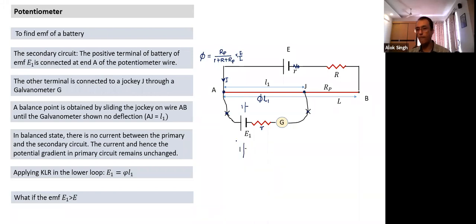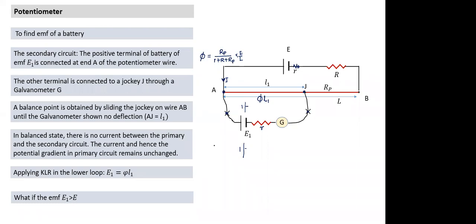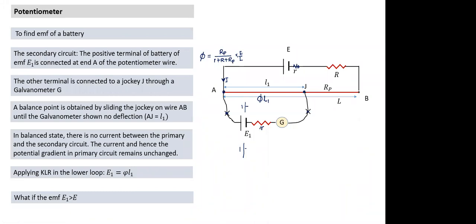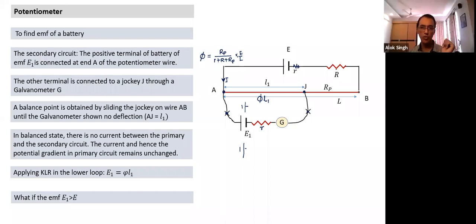Yes, Akash. Any question? Sir, why do we need the R resistor? Which R resistance? Sir, in the primary circuit. In the primary circuit, we connect this resistance only to change the potential gradient.